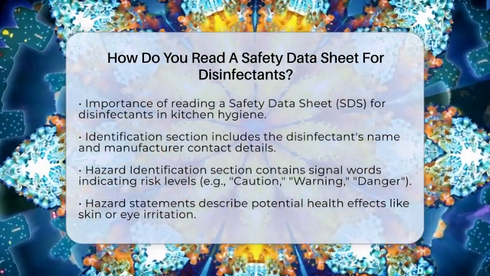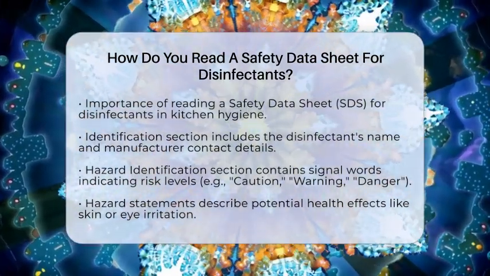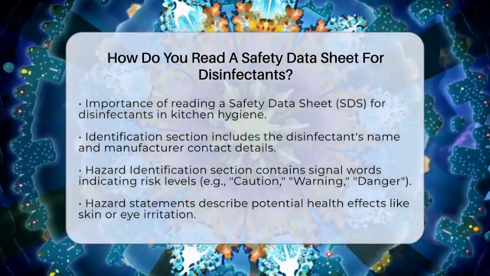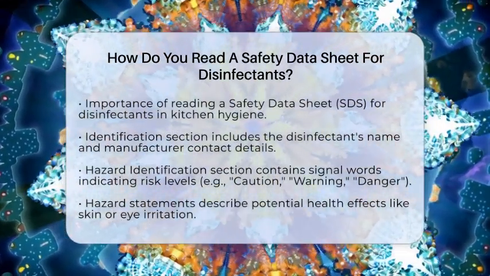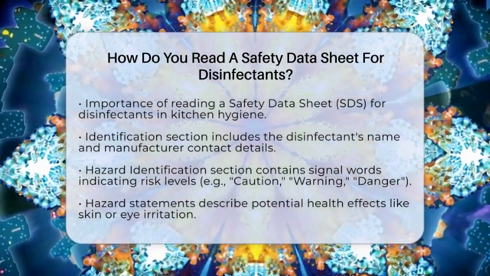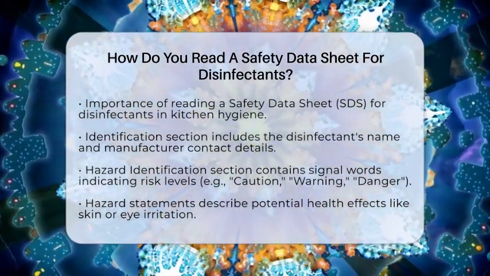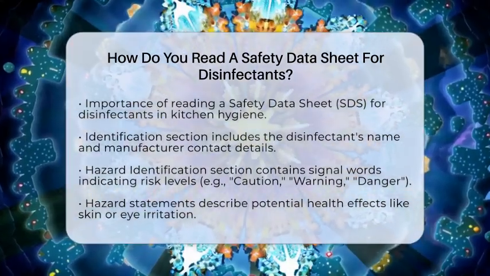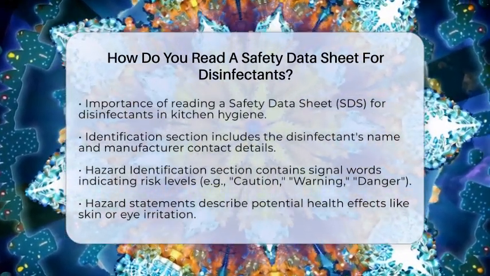First, start with the identification section. This part tells you the name of the disinfectant and any other names it might go by. It also includes contact details for the manufacturer or supplier. This is important because it helps you confirm that the product is suitable for your kitchen tasks.